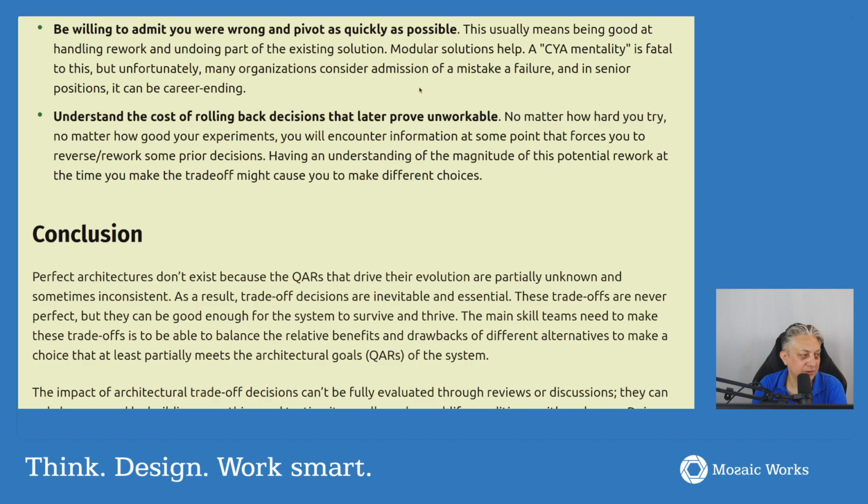So architectural decisions, like code, are outside yourself, right? It's not your identity. Just because you made a decision in the past, it doesn't mean that it's you. Those are the decisions we took. We made the decision with the best information and with the best abilities that we had at that point in time. But time has passed. So we are now at a different point in time. We'll learn something more. We have different sets of abilities. Of course, things change. Understand the cost of rolling back decisions that later prove unworkable.